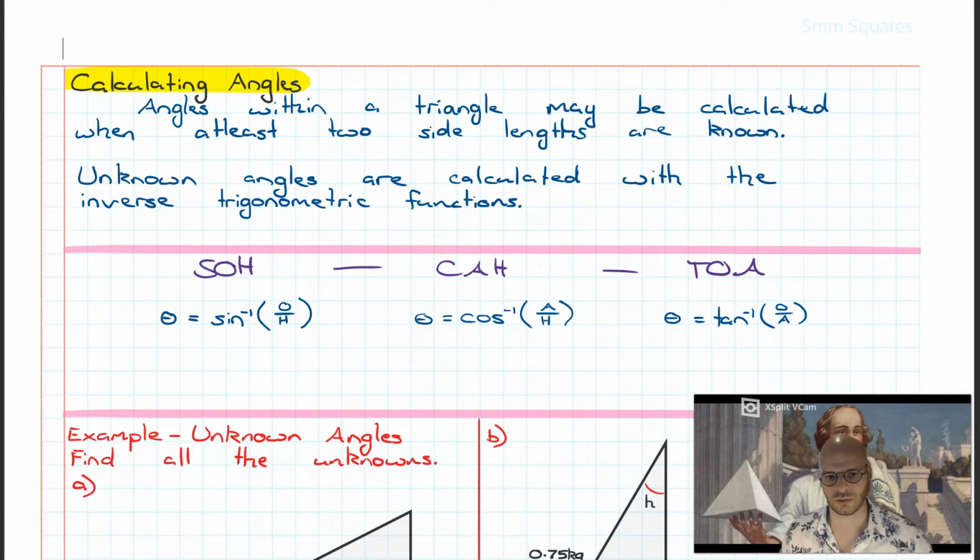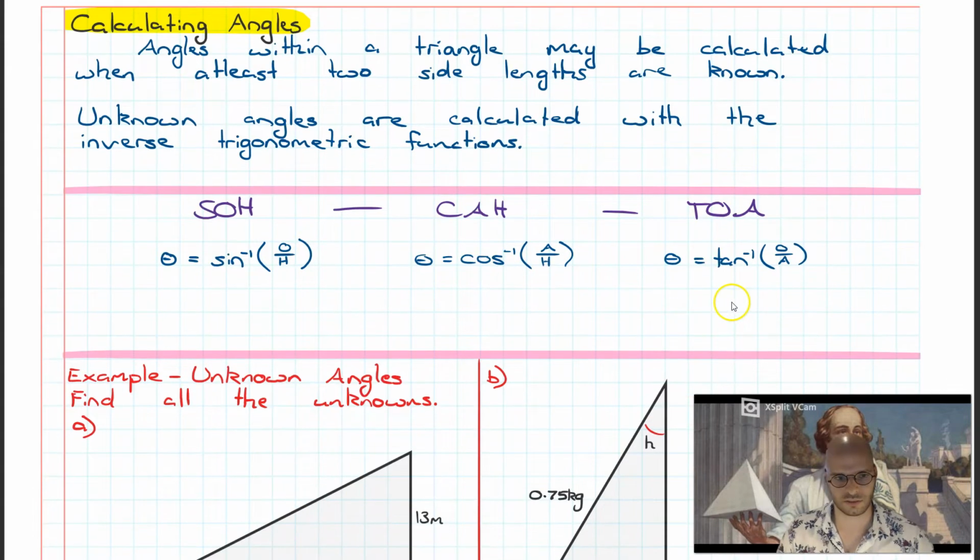Now, unknown angles within right-angled triangles may be calculated when we know at least two side lengths. To do this, we use the inverse trigonometric functions. These are inverse sine, inverse cosine, and inverse tangent. These functions are also sometimes called the arc sine, the arc cosine, and the arc tangent. Using these inverse functions, we're able to deduce the unknown angles within a triangle.